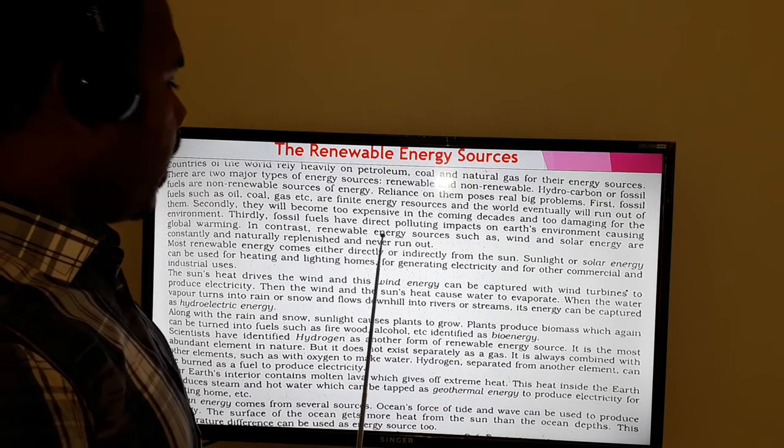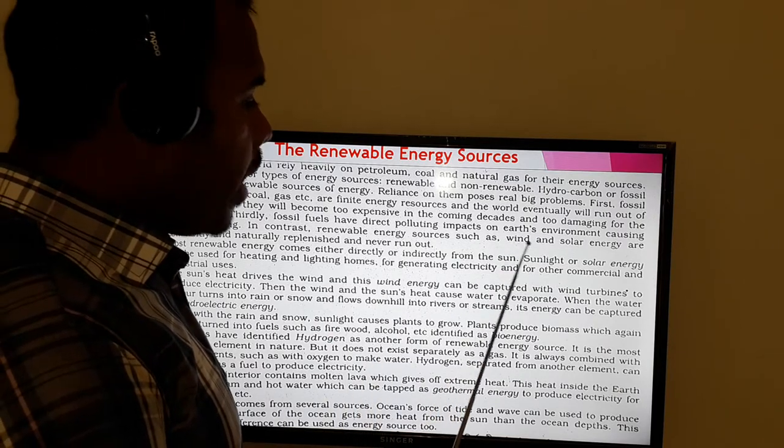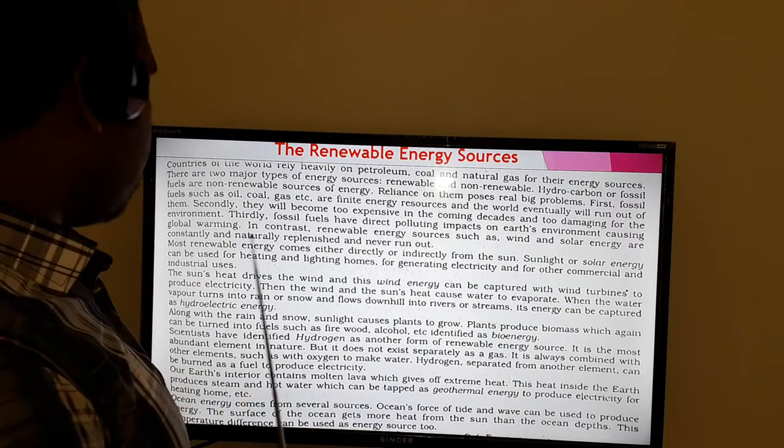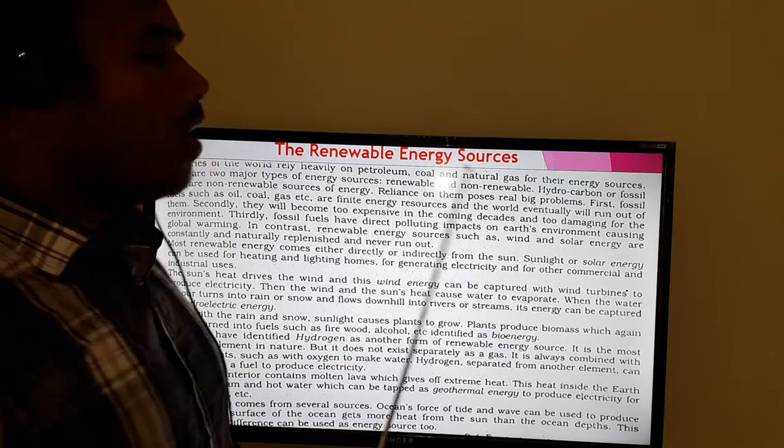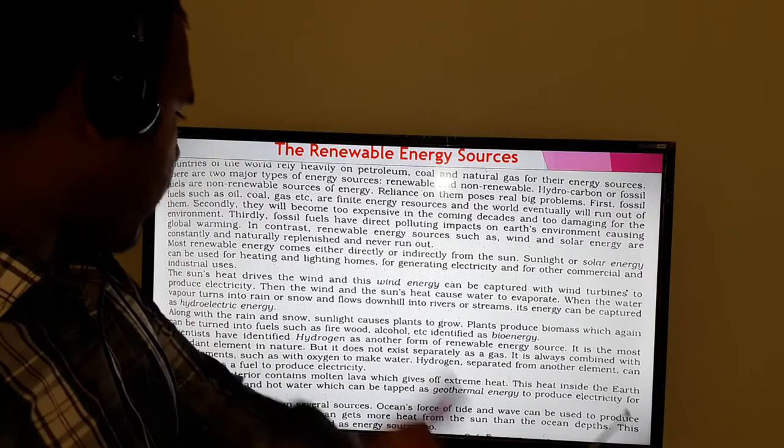In contrast, renewable energy sources such as wind and solar energy are constantly and naturally replenished and never run out. That's the main point I would like to focus on.